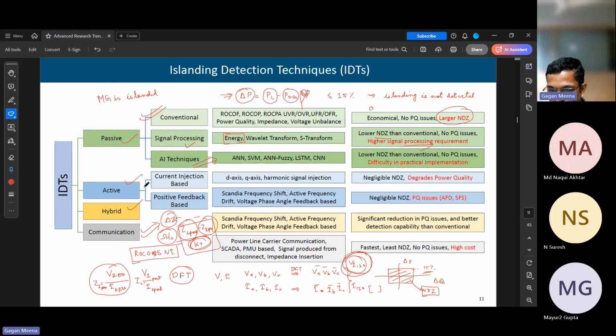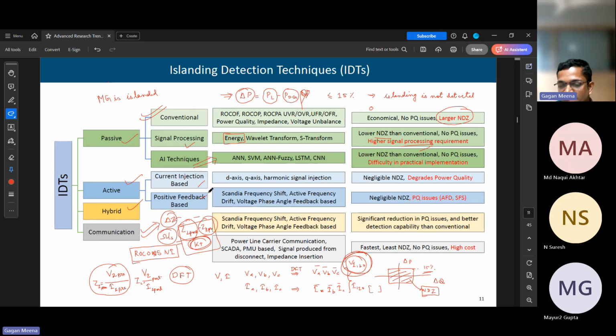Then the next one is active islanding detection techniques. These are called active because here we are injecting something, either a disturbance, or we are taking the input from the PCC and then using it as feedback.